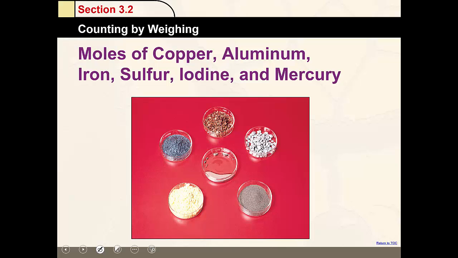Okay, and next class, we're going to talk about moles, how we convert from grams to moles, and how moles are a measure of amount, because that's what we use to count atoms in chemistry. I'll see you next time.